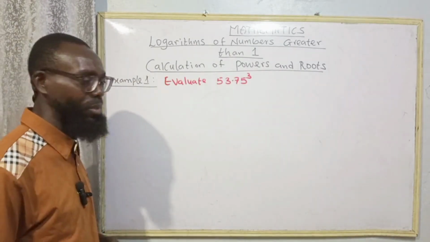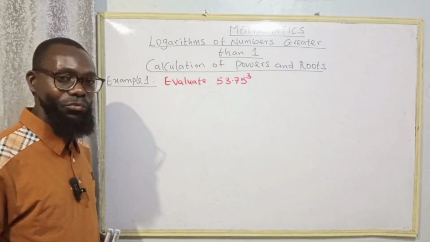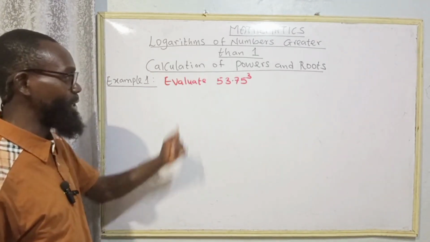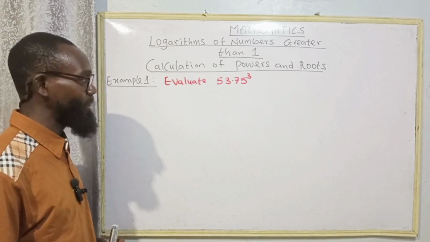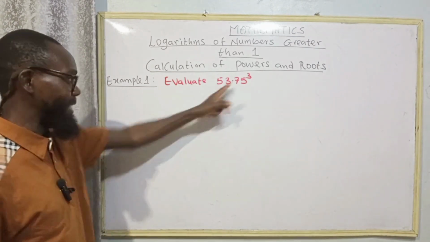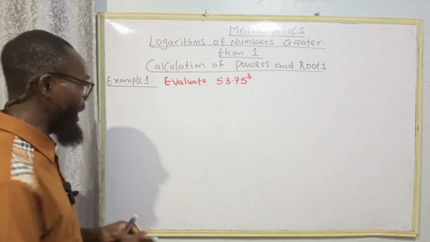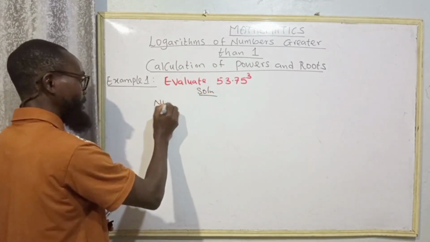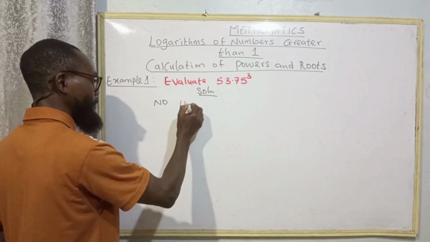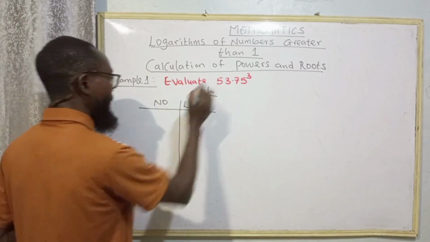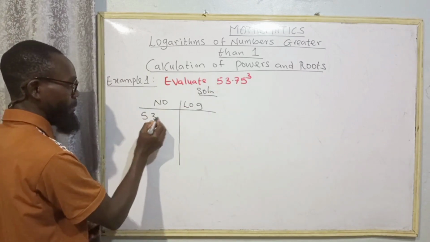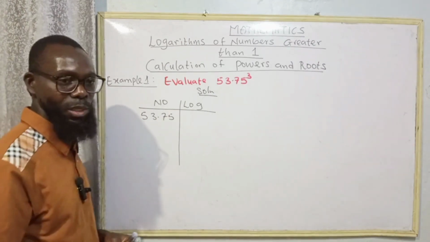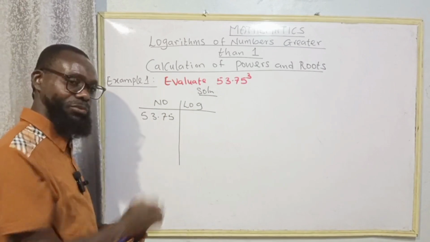Example 1. Evaluate 53.75 raised to power 3. Now I want to evaluate this. In order to evaluate this power, we take the log of the number. So we have 53.75. Don't forget it has a power of 3. But let's look at the integer of this.